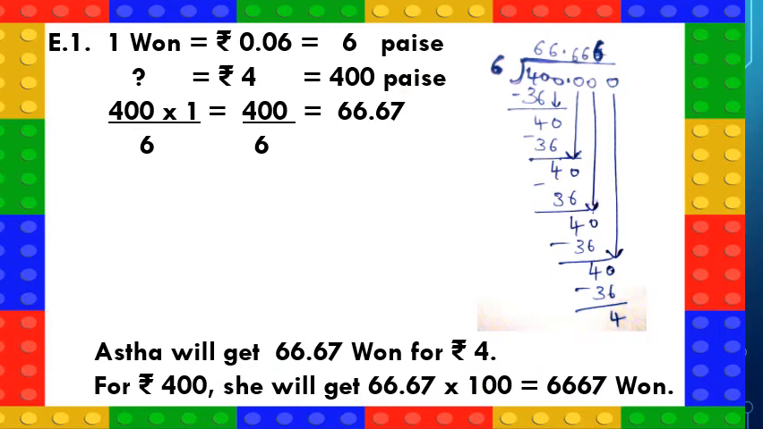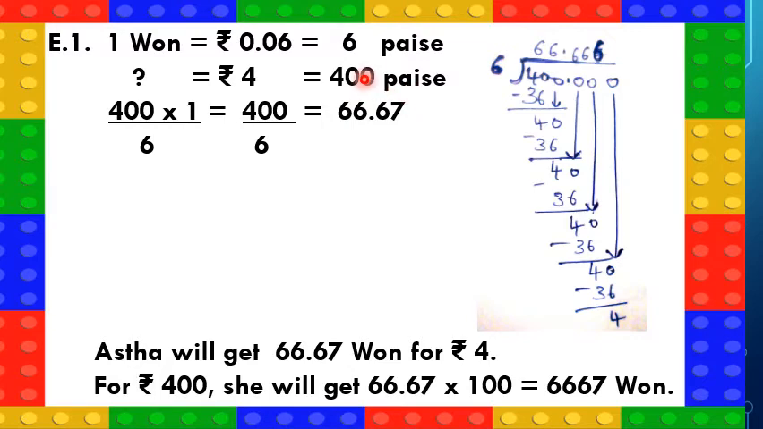Exercise E. Astha wants some Hong Kong dollars and Korean won. First one, how many Korean won can she change for rupees 4? Answer is, from the chart of Shivam Bank, 1 won is rupees 0.06, that is 6 paise. So how much 1 won is rupees 4? That is 400 paise.